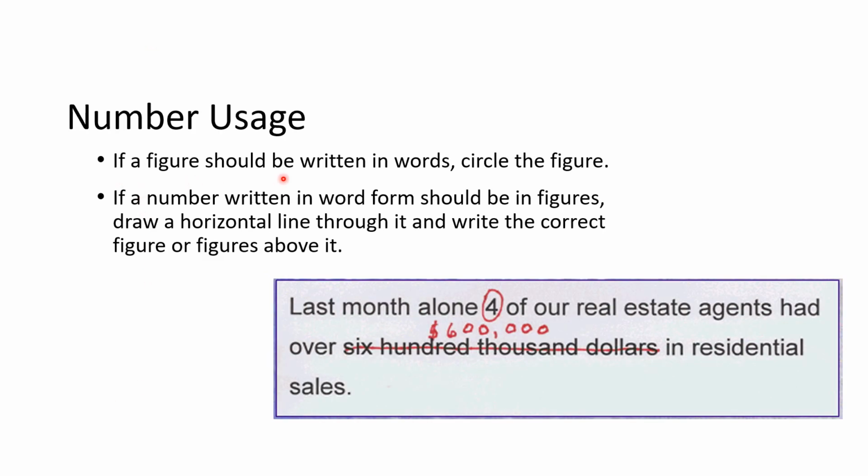If a figure should be written in words, simply encircle the figure. It means spell it out. Okay? Now, if a number written in word should be in figures, such as this one, then simply draw a horizontal line through the phrase, and then on top of it, write the figure or the figures. Okay, so this means spell this out. This means this should be in figures.